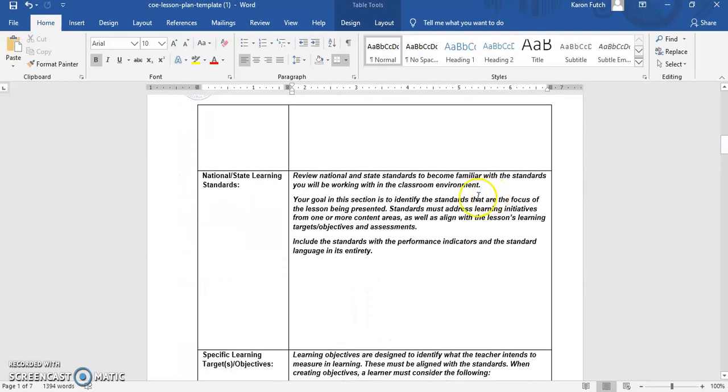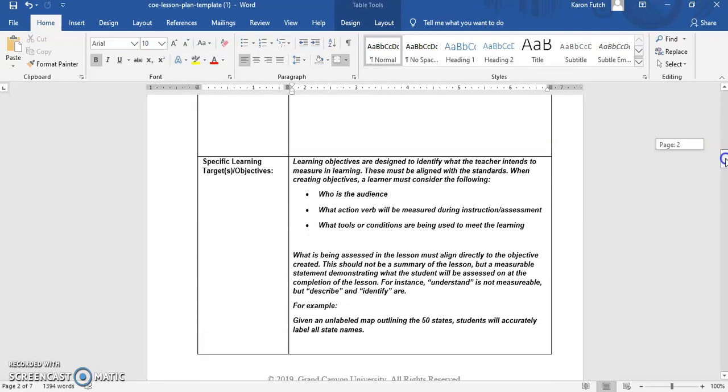I want here identify your standards, and they need to be numbered and written out as you would see them when you pull up these standards.